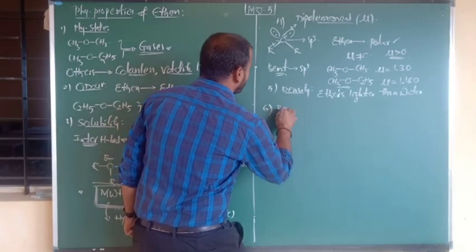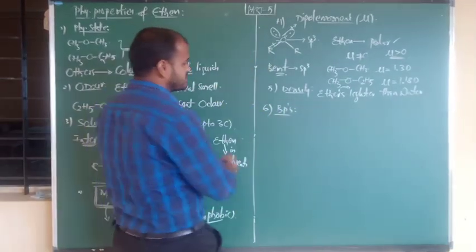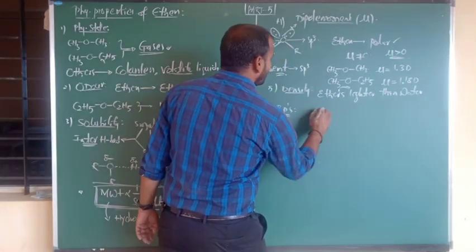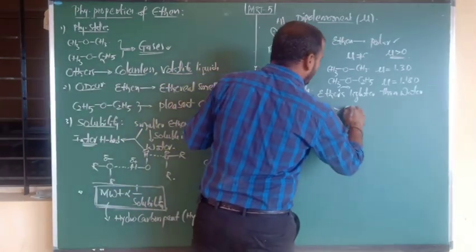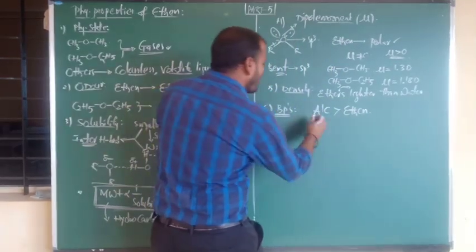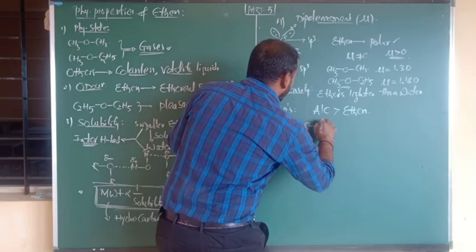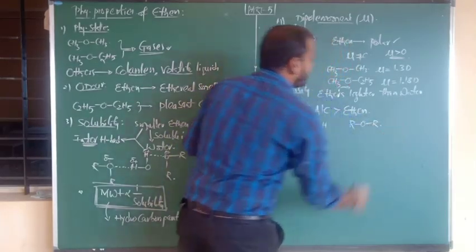And the last piece of information is about the boiling points. Try to remember: alcohols have higher boiling points as compared to ethers. What is the formula of alcohol? R bonded to OH. And what is the formula of ether? R bonded to O, again O bonded to R.